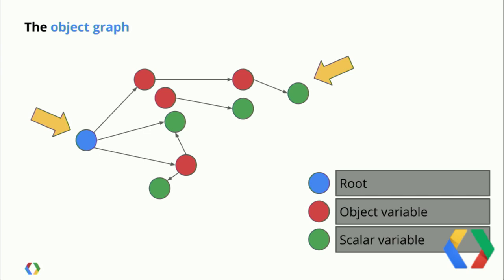The red objects are object variables, so these can reference other variables. And the green circles are scalar variables like a Boolean or a number that can't reference anything else. And you can see the green node at the end there, on the upper right part of the screen with the yellow arrow. This is the terminating node in this part of the object graph.